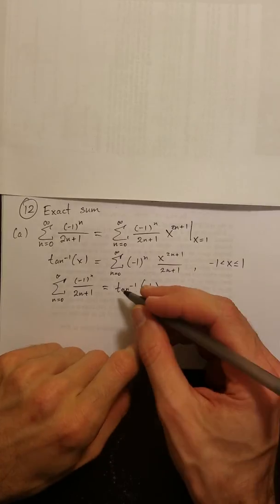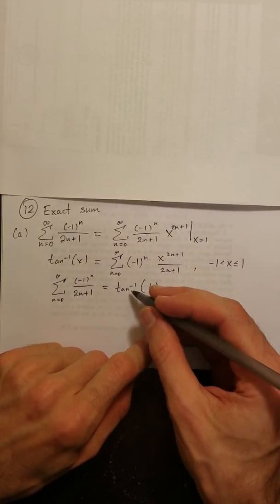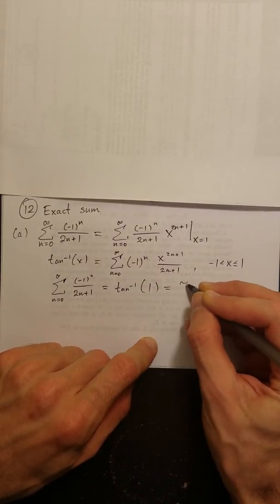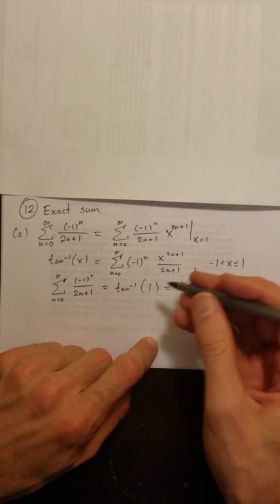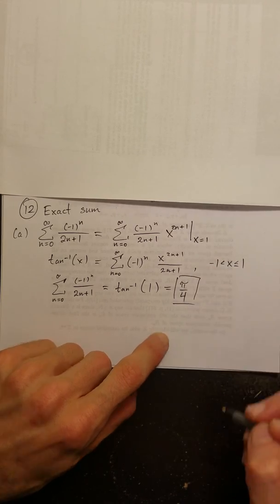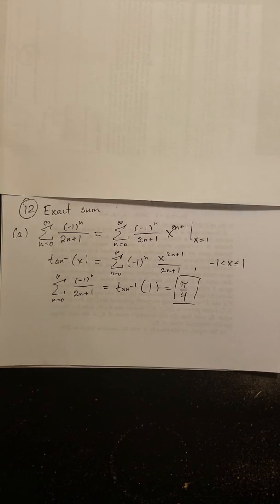And so tangent of pi over 4 is equal to 1, so arctangent of 1 is just equal to pi over 4, and this is the exact sum of our series. All right, that finishes problem 12A for us.